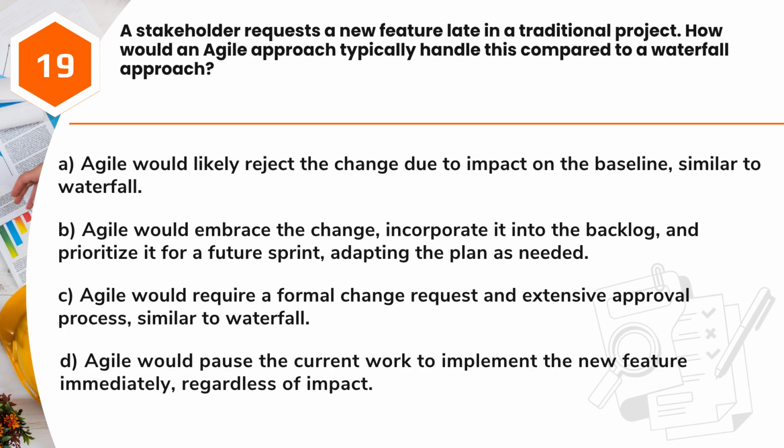Question 19. A stakeholder requests a new feature late in a traditional project. How would an Agile approach typically handle this compared to a waterfall approach? A. Agile would likely reject the change due to impact on the baseline, similar to waterfall. B. Agile would embrace the change, incorporate it into the backlog, and prioritize it for a future sprint, adapting the plan as needed. C. Agile would require a formal change request and extensive approval process, similar to waterfall. D. Agile would pause the current work to implement the new feature immediately, regardless of impact.